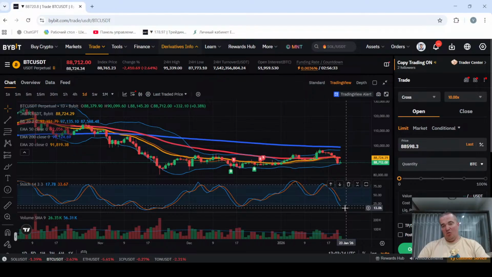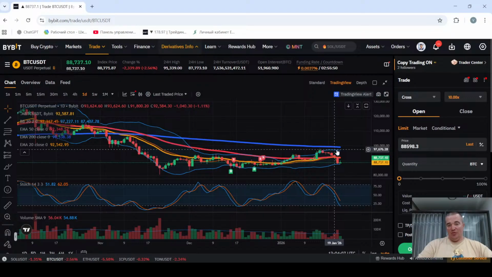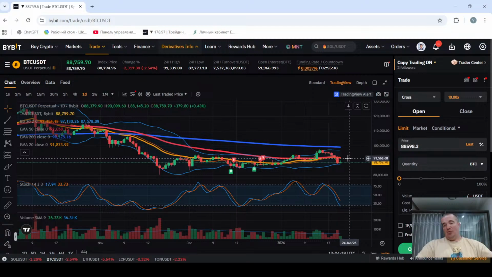We can see that there is a big drawdown on the daily. First of all, the location of the indicators: EMA 200 is above, and EMA 50 and EMA 20 are below. What does it mean? It means a downtrend. When those EMAs and the price are lower, all those three indicators mean it's a bearish market.